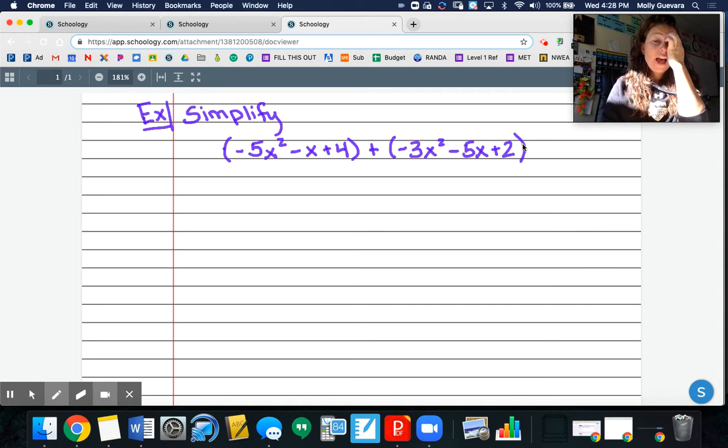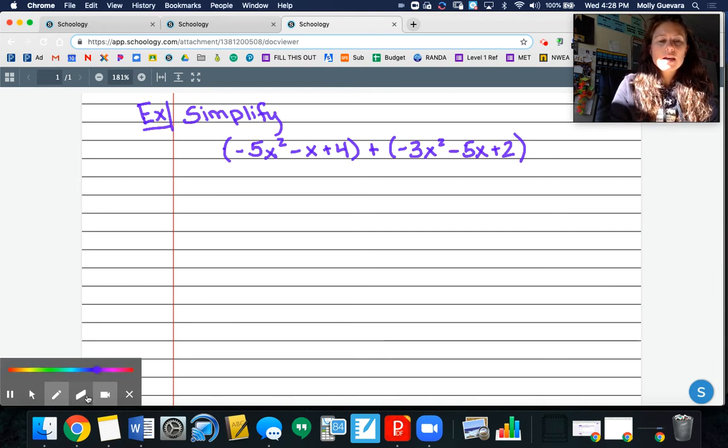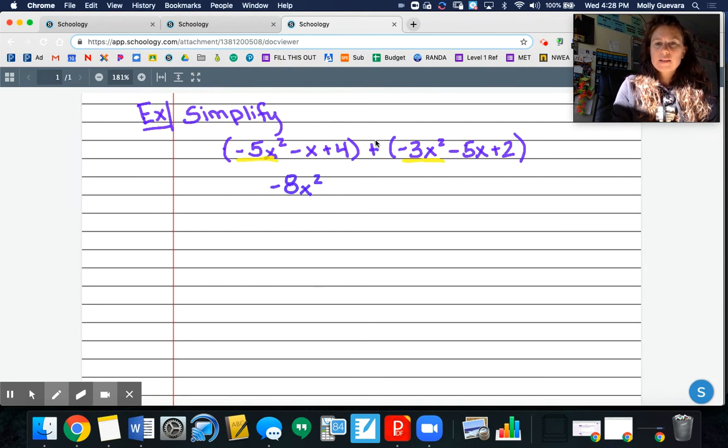Okay, so since I'm adding, I can kind of ignore these parentheses since I'm adding and there's no numbers outside the parentheses doing anything. So all I'm going to do is go through and find my like terms. In this case, I have negative 5x squared and negative 3x squared. So if I add those two terms together, I get negative 8x squared. Okay, because I'm just adding.